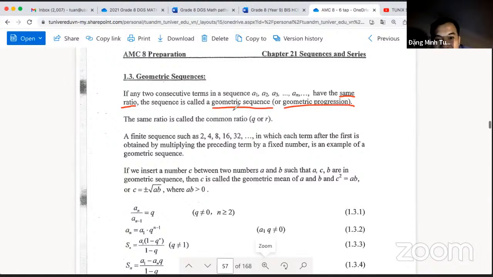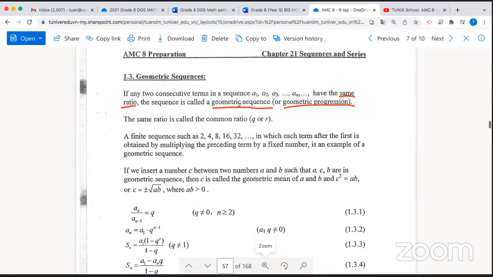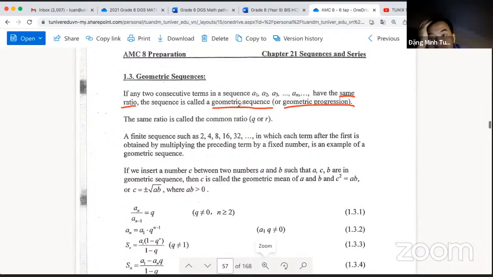So remember, geometric here is not involved with geometry. That's only the numbers. So here the same ratio is called the common ratio, denoted by Q or R. It depends on the source.